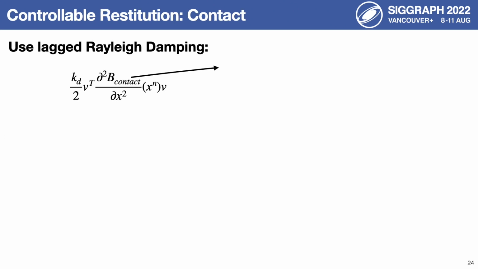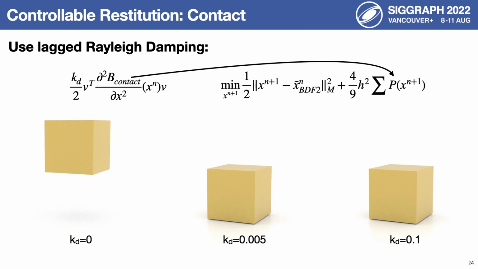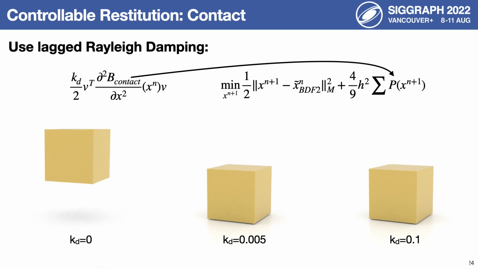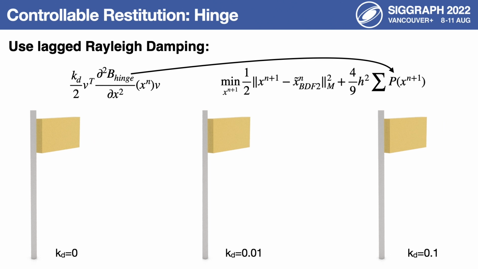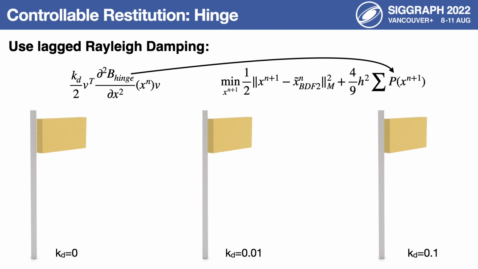For inelastic contact, we can simply add damping terms into the incremental potential. Here, we apply a semi-implicit Rayleigh damping model. With different damping stiffness Kd, different levels of inelastic restitution behaviors can be simulated in a controllable way. The same model directly works for hinge constraints. We just need to construct the Rayleigh damping energy using the hinge barrier potential.